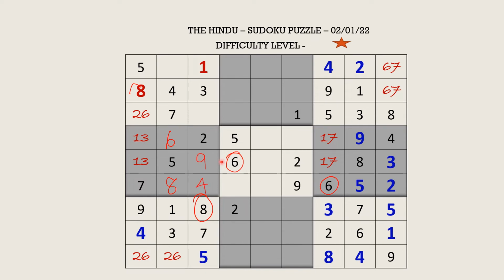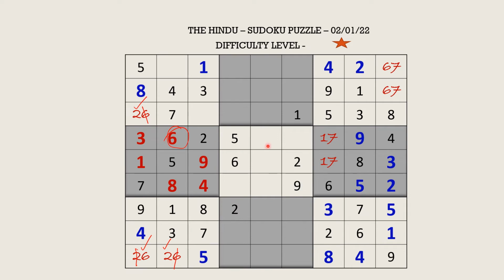Now there is a 3 here. There is a 3 here which cancels out the 3. So this 3 gets cancelled. This becomes 1 and this becomes 3. So this 6 cancels out the 6 here. So this becomes 2 and this becomes 6, which in turn cancels out the 6 here and this becomes 2.